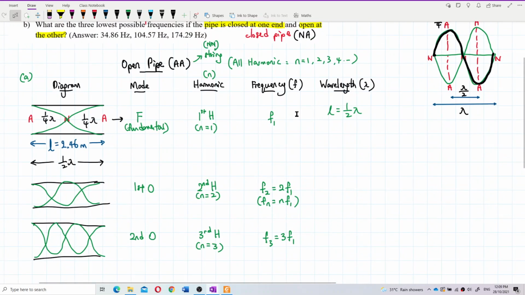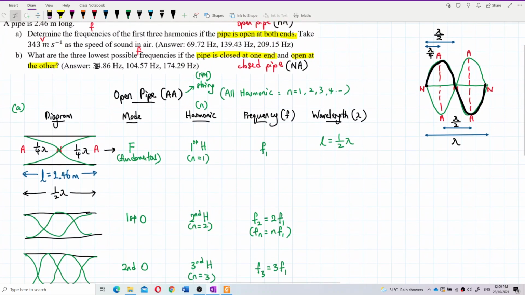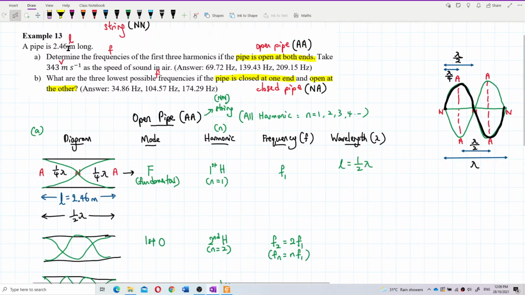Okay, so the length given is 2.46 meter. Let's put in 2.46 meter. Okay, so what's the wavelength for this one?